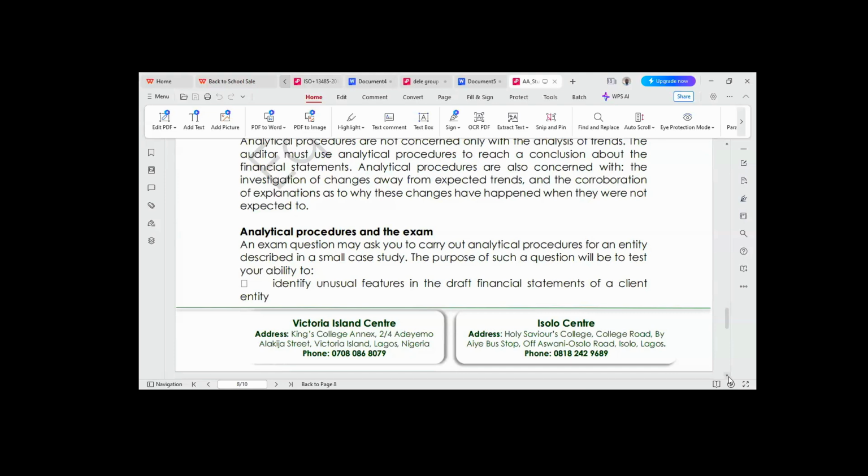Ratios that you can see based on the information provided. Or you do what we call trend analysis. Or you do what we call net change. What do I mean by net change?